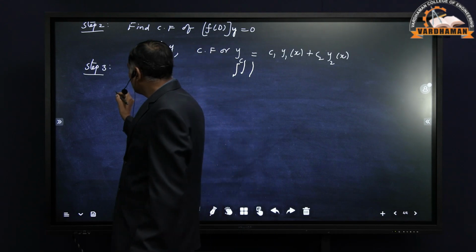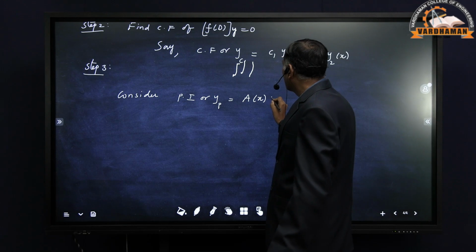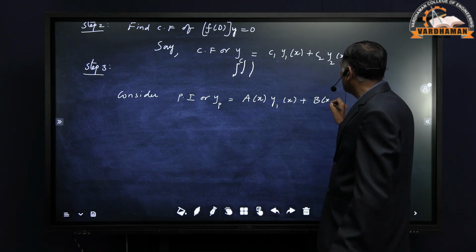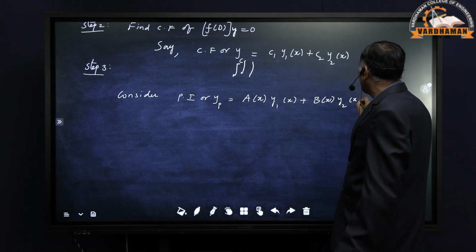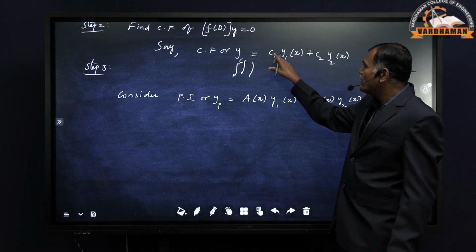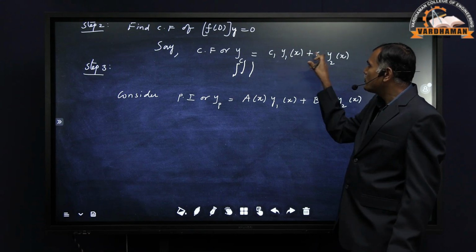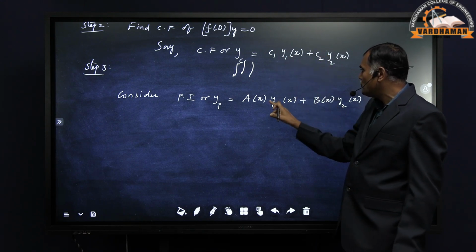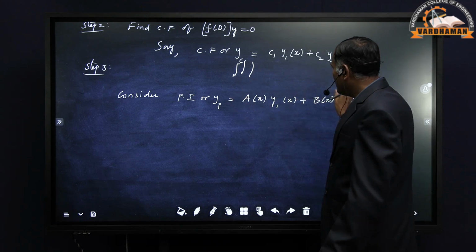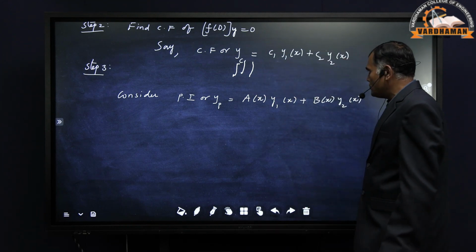Now the next step in this method is we consider the particular integral equals a into y1 plus b into y2. Here a and b are functions of x. Here in the complementary function we are simply replacing c1 and c2, which are arbitrary constants, with a and b, which are functions of x. Now this is the way to write a particular integral in this method of variation of parameters.